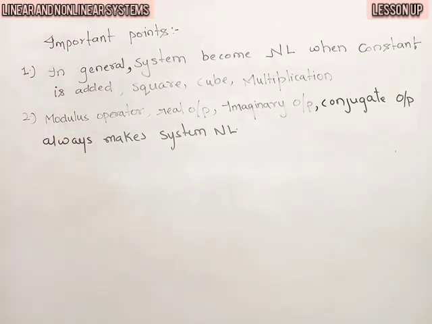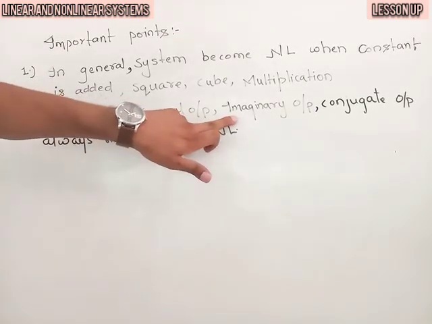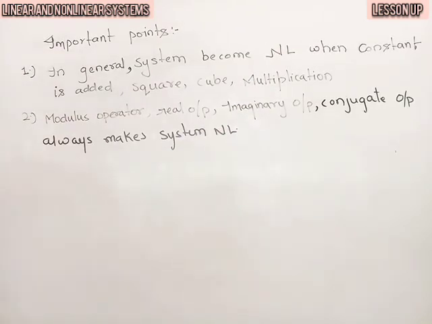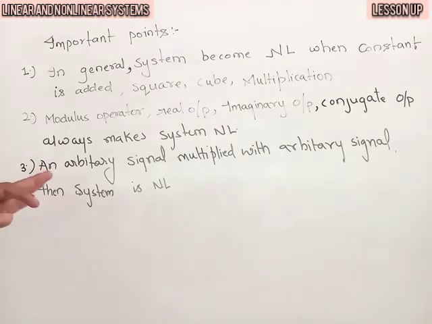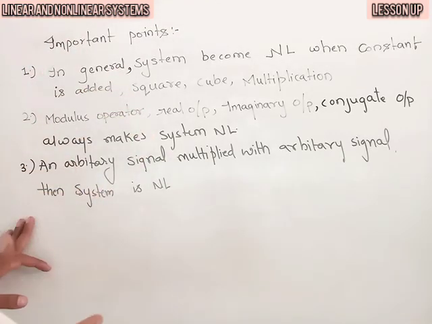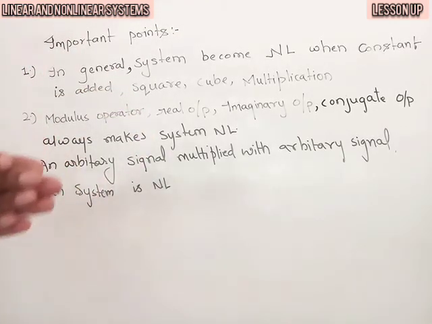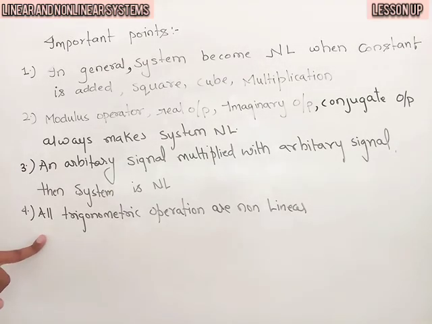Next, the modulus operator, real output, imaginary output and conjugate output always make a system non-linear, because for any complex system scaling is not satisfied. Now third, an arbitrary signal multiplied with an arbitrary signal makes the system non-linear. For example, if your output is x1 of t into x2 of t, then you can tell that the system is non-linear. Next, all trigonometric operations are non-linear.